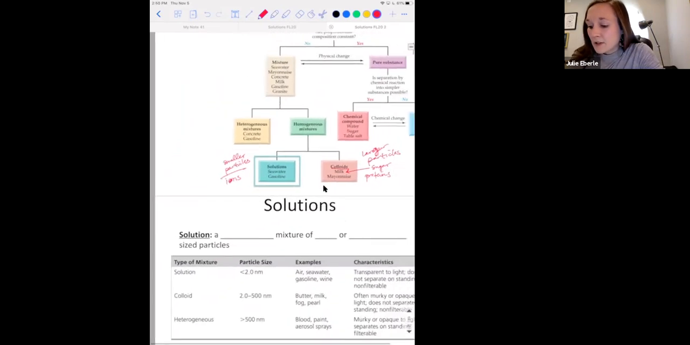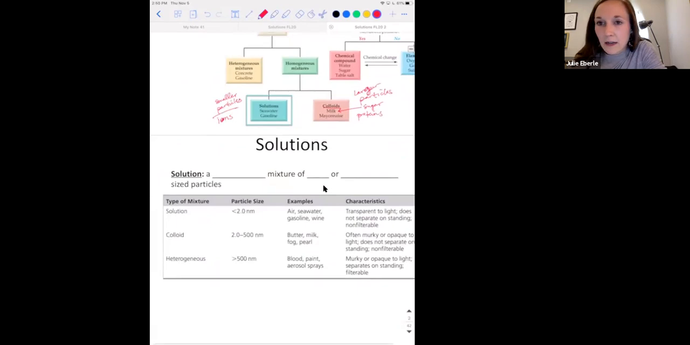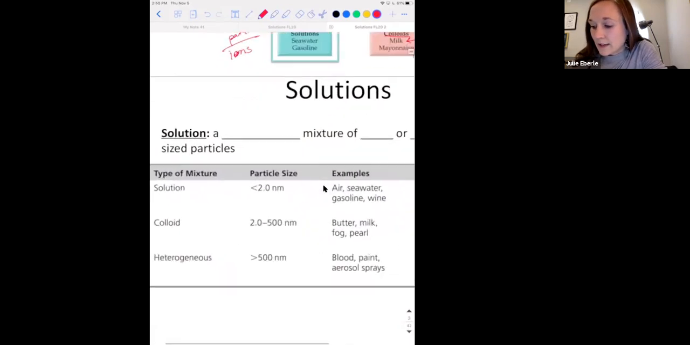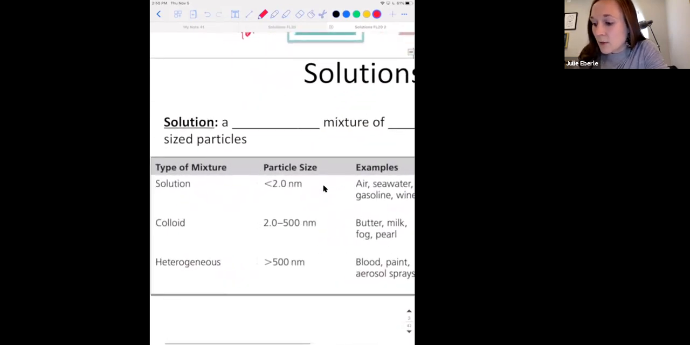So anyways, that's the main difference. And this table down here really outlines that. It even gets down to the size. To be a solution, your particle size has to be less than 2 nanometers in diameter. Anybody remember the size of a nanometer and how it relates to a meter? How many nanometers equal 1 meter? Do y'all remember?